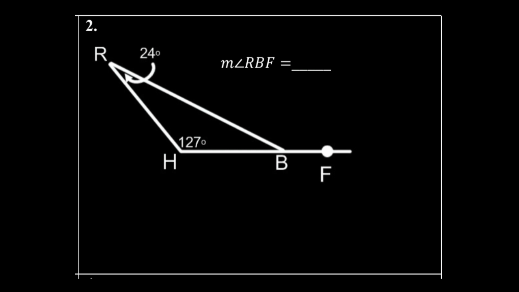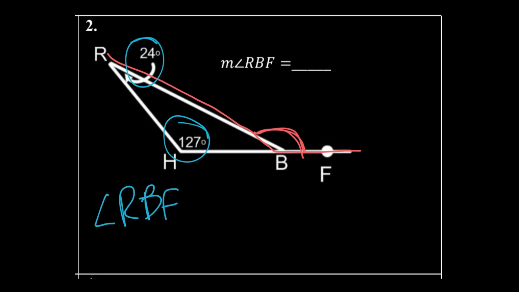Let's look at another example. This time I'm finding angle RBF. So this angle right here. I have an exterior angle. I know that by the exterior angle theorem, I have to add up the two angles that do not touch the exterior angle I am finding. So angle RBF is going to equal whatever 24 plus 127 is, which it turns out to be 151 degrees.